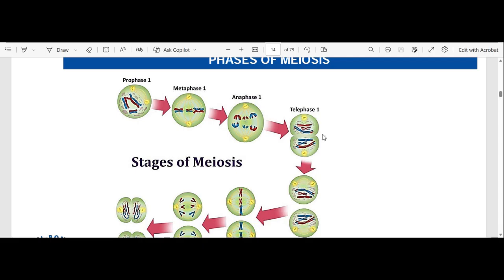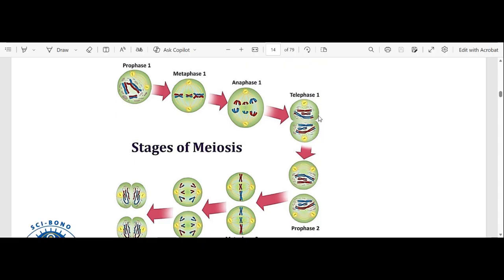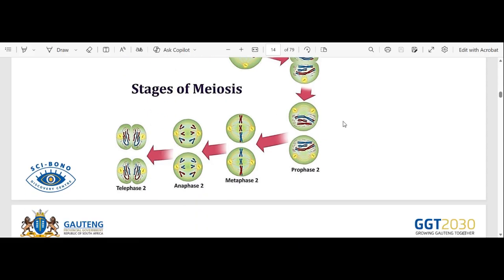We go to telophase. Telophase is where we have our cytokinesis. In telophase one, our cytoplasm starts to split, and it forms this part here, which we call a cleavage furrow. I hope that makes sense. Now let's go to meiosis two.